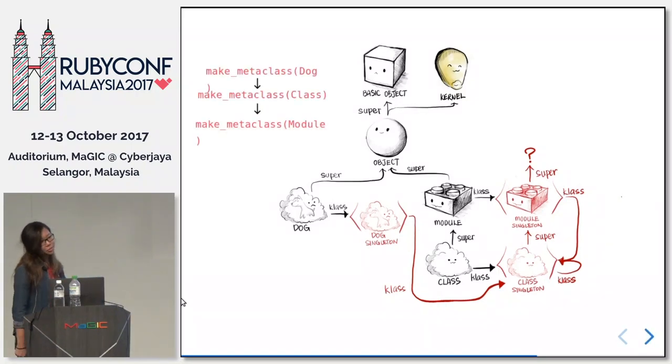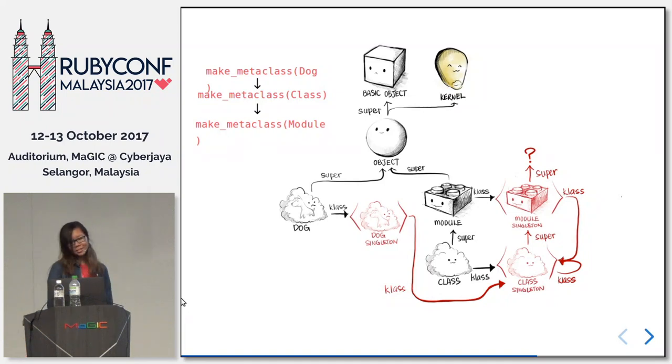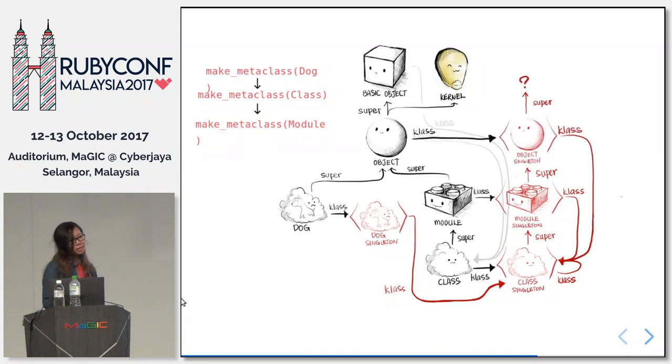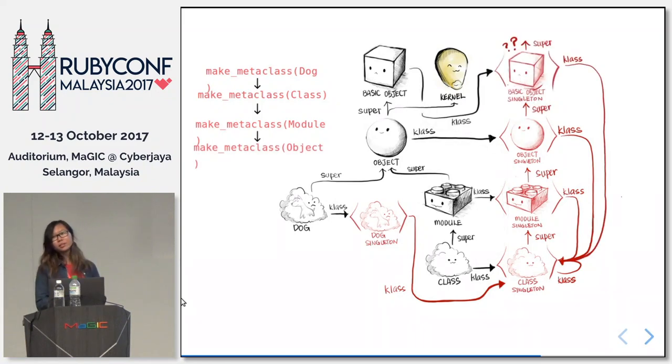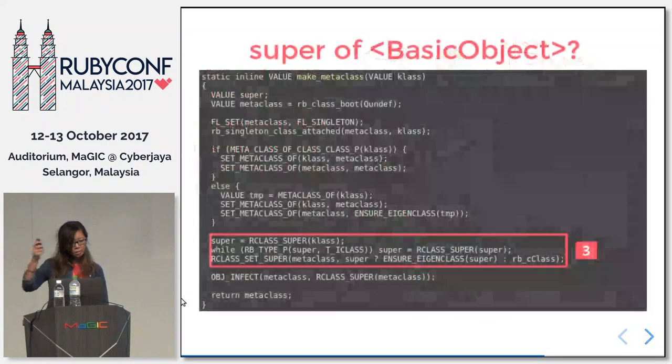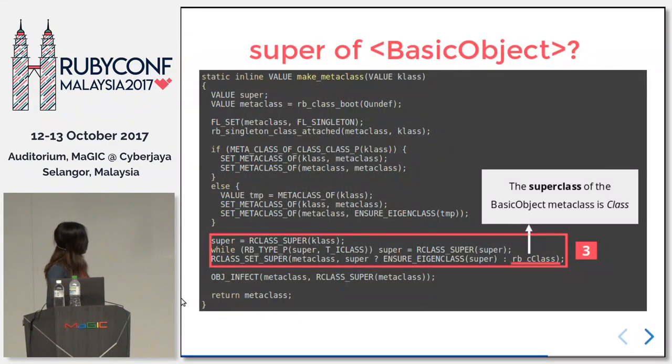Because now we need to set the superclass of the metaclass of Module. And by the same logic, that's going to be the metaclass of Object. And then by the same logic, the superclass of the metaclass of Object is going to be the metaclass of BasicObject. And so we've kind of reached the end of the chain, so what should the superclass of the metaclass of BasicObject be? Well, if you go back to the function again, it turns out that it's just going to be Class.